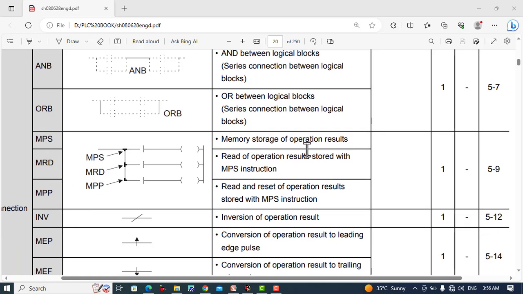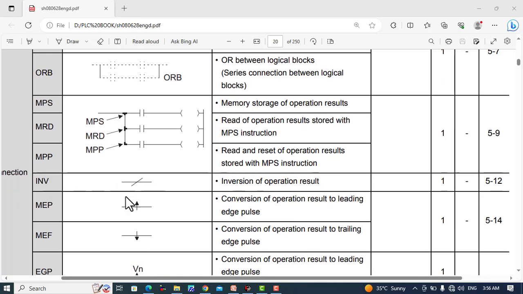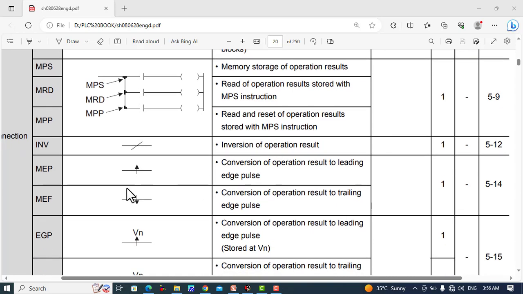MPS, memory store of operation result. It gives output a memory state 0 or 1. MRD, it reads the operation result stored with the MPS. And MPP, read and reset operation result stored with MPS. It stores, it reads and it resets. This junction is for storing an instruction, this junction is for reading that instruction, and this junction is for reset of the operation. This is the inverse line, straight line with this one, inversion of an operation result.